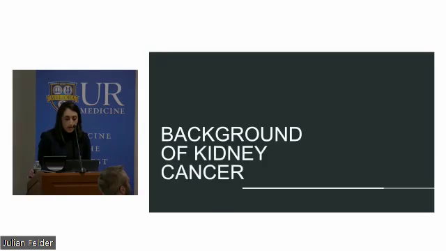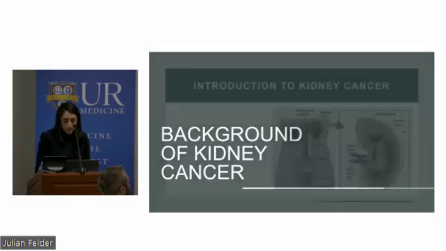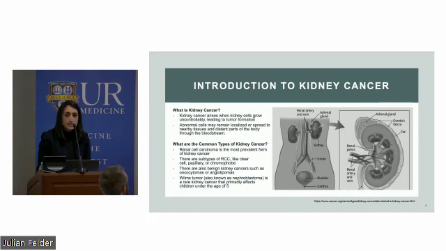So to start out, in terms of the background about kidney cancer, kidney cancer arises when you have cells that grow uncontrollably, and sometimes they can stay localized, or sometimes they can spread through your blood. And those can go to distant parts of the body through your bloodstream.